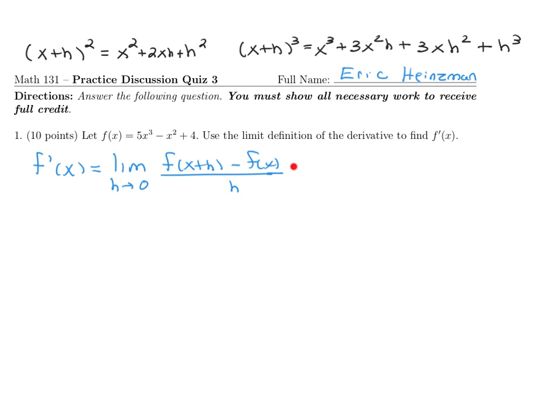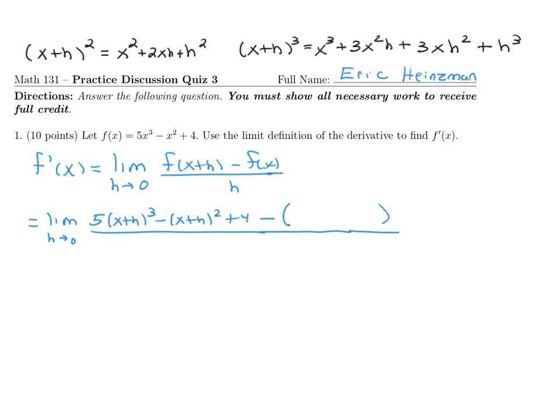So continuing with the limit definition of the derivative, we have that this is all equal to the limit as h goes to 0 of, okay, f of x plus h means put an x plus h into all the x's. So that is 5 times x plus h cubed minus x plus h squared plus 4. Next, we are subtracting f of x, and I want to be careful to use parentheses here. We're subtracting the entire function f, which means 5x cubed minus x squared plus 4. This is all divided by h.